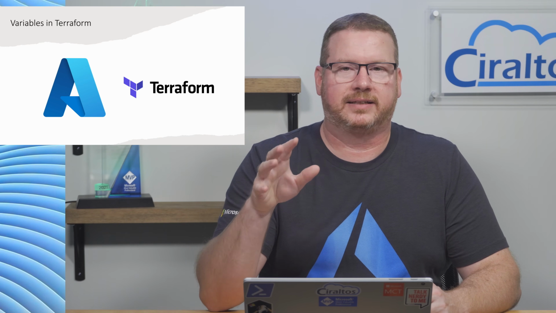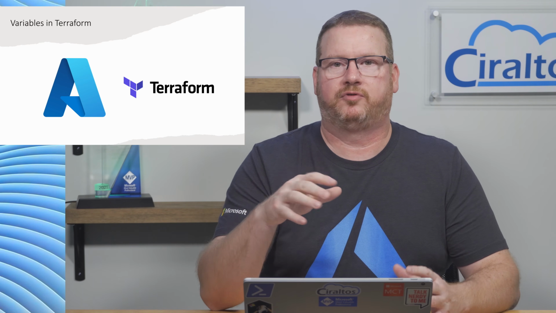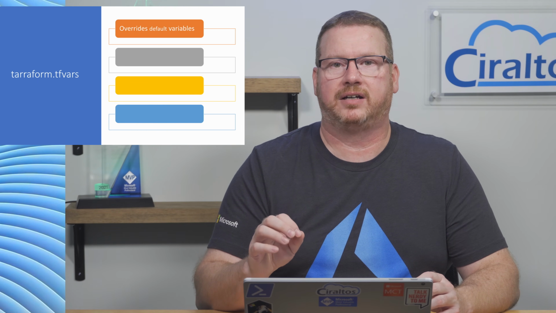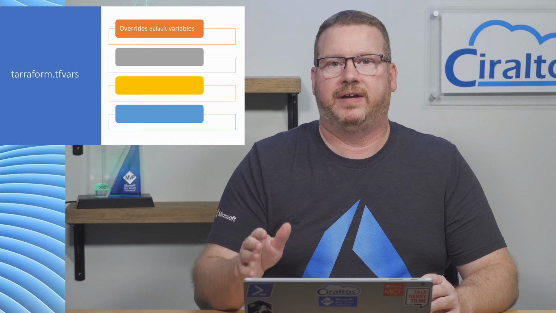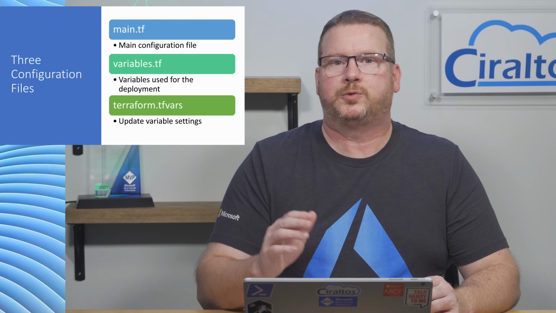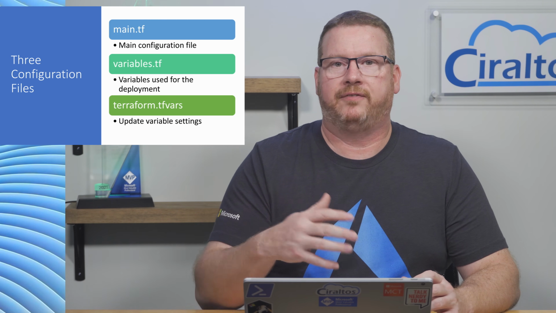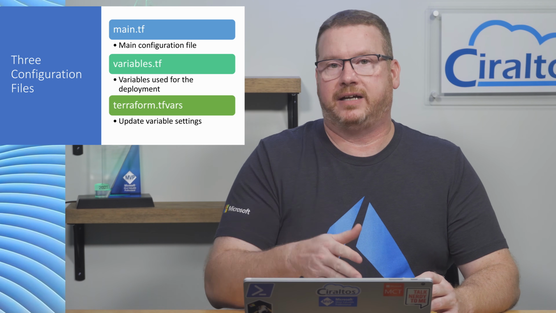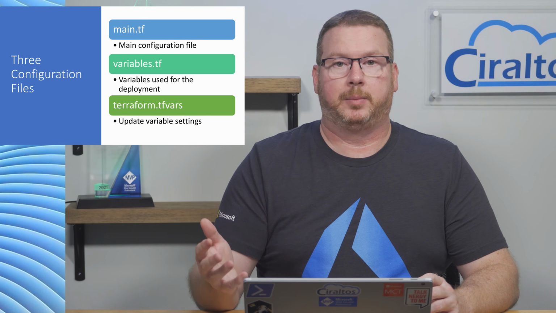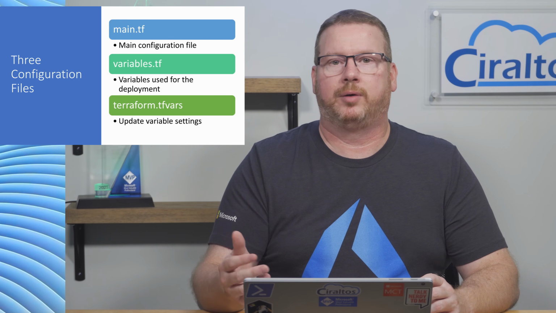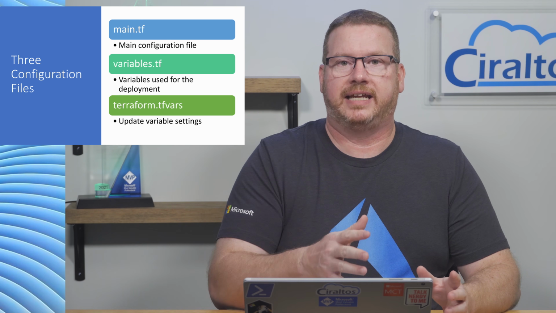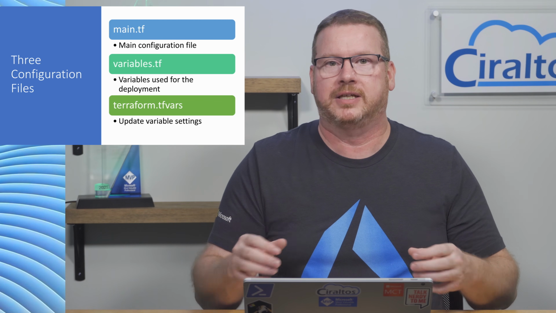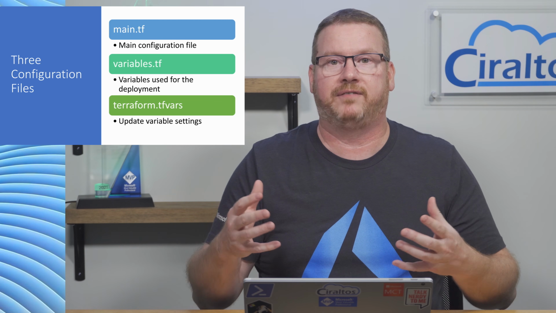Adding the var argument at the command line works, but it would be cumbersome for large deployments. Instead, we'll use a Terraform.tfvars file that will override the default values with updated values. Once we're done with the example coming up, we'll have 3 files. The main.tf, that has the resources we'll deploy. The variables.tf, that has the variables used for the deployment. And the Terraform.tfvars file with the settings for the variables. With this configuration, we can deploy entirely new environments by simply updating the Terraform.tfvars file.